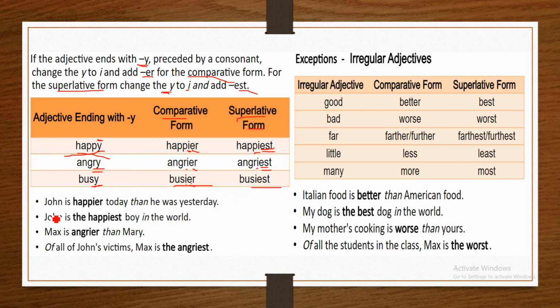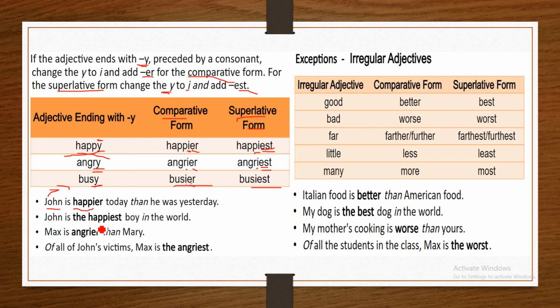For example, John is happier today than he was yesterday. It means today's John is compared with yesterday's John. It is the same person, but the difference is the time, today and yesterday. Yesterday he was in a bad mood, today he is in a good mood. John is happier today than he was yesterday. It is a comparative. John is compared to himself on two different days.